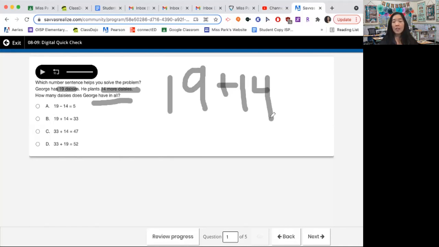Okay, good. Let's look, see if we have that, guys. Sarah, do you see 19 plus 14? Well, this one says 19 minus 14. Okay, it's not gonna be that one because that's subtraction. This one says 19 plus 14. It could be B, but let's keep going. 33 plus 14? No. 33 plus 19? No. So what is our best answer, guys? Oh, okay, it's B. All right, guys, everyone put B. Okay, sounds good.